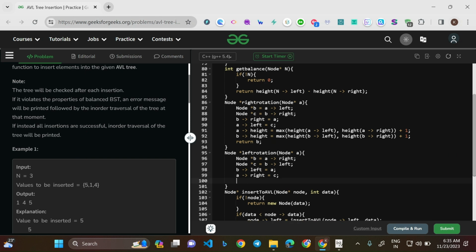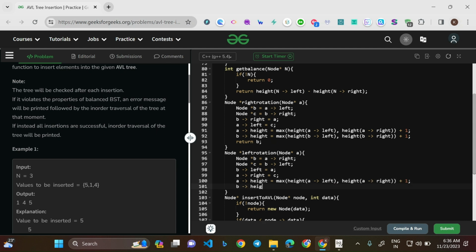So these are the modifications that we are going to do, and we also need to make sure we are updating the height. That is very, very important. If you miss it, everything will go wrong. So A's height is max of height of A's left, comma, height of A's right, plus 1, isn't it? And B's height is equal to max of height of B's left and height of B's right, plus 1. That's it.